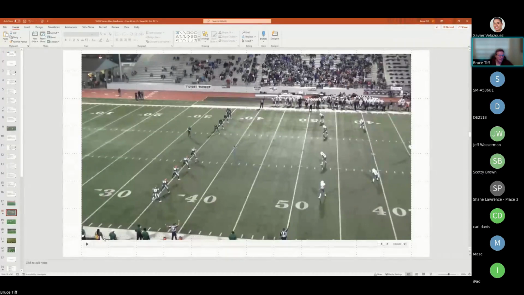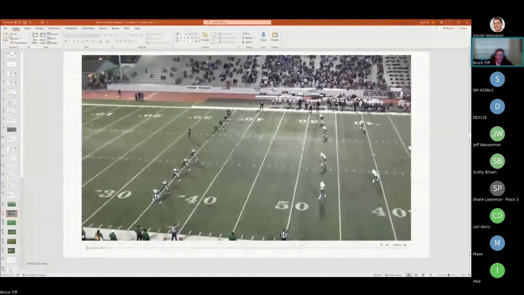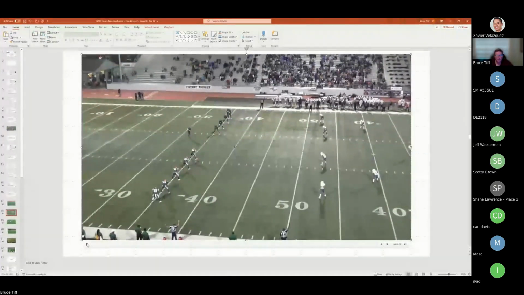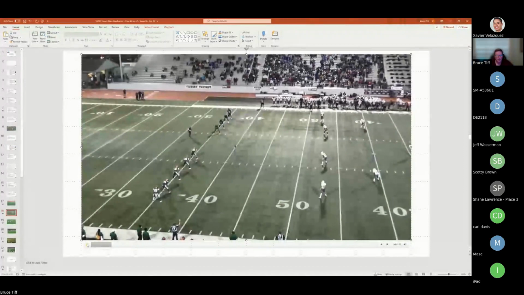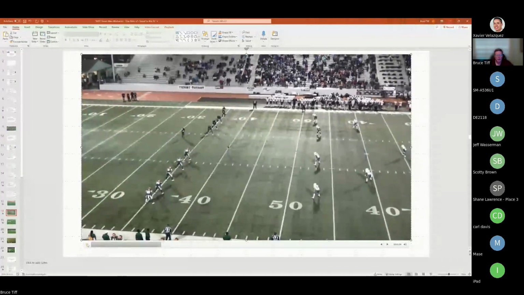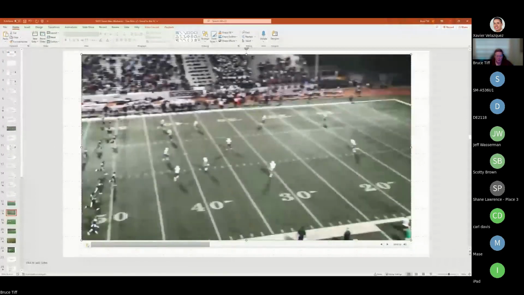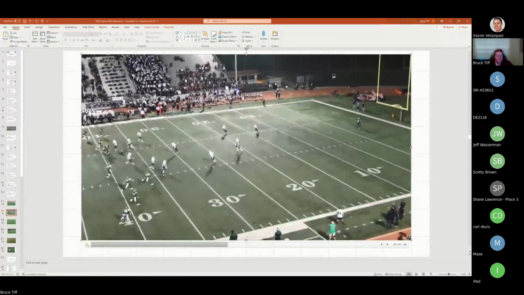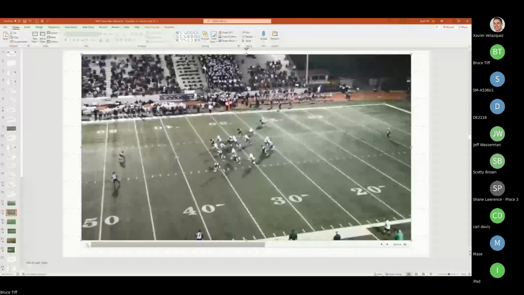Okay, here's another play. Let's go ahead and play this. I'll let it play through. Looks like our officials are in the correct position here. So we see a return right up the middle here.